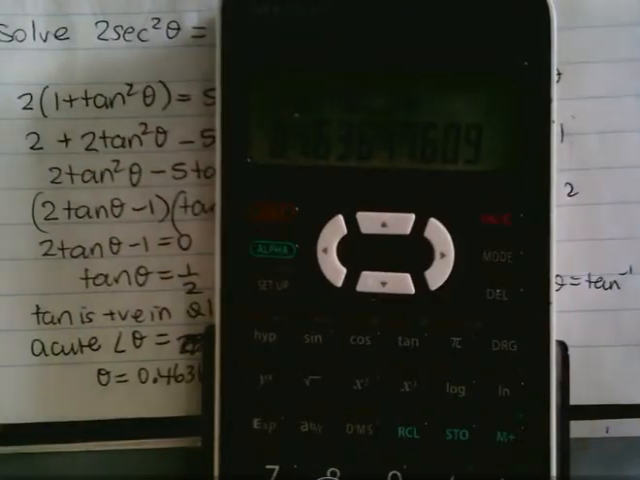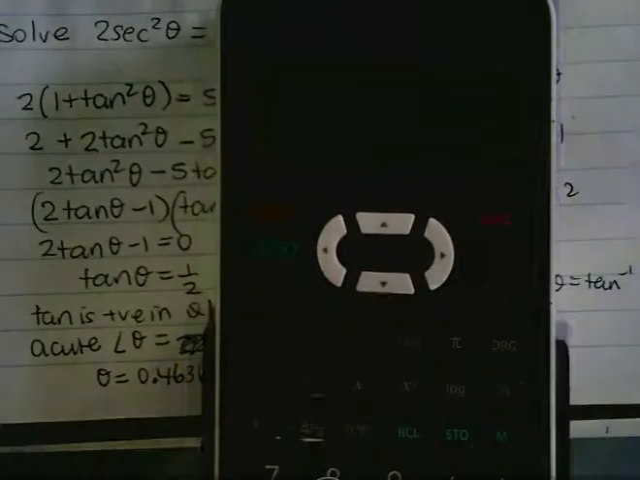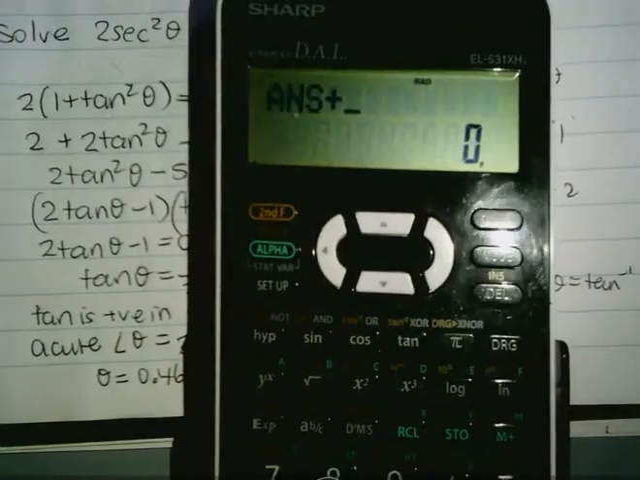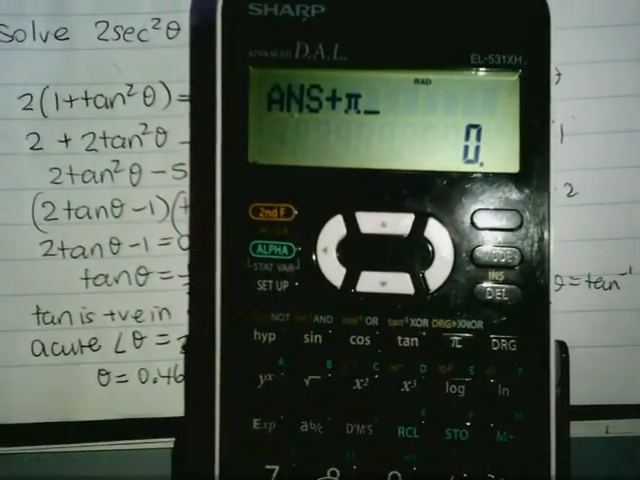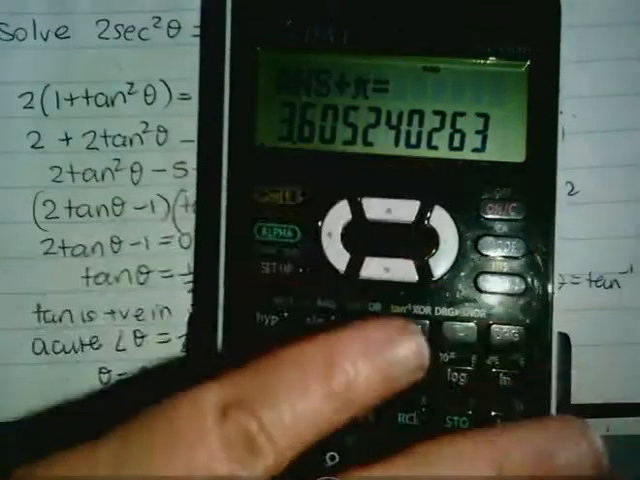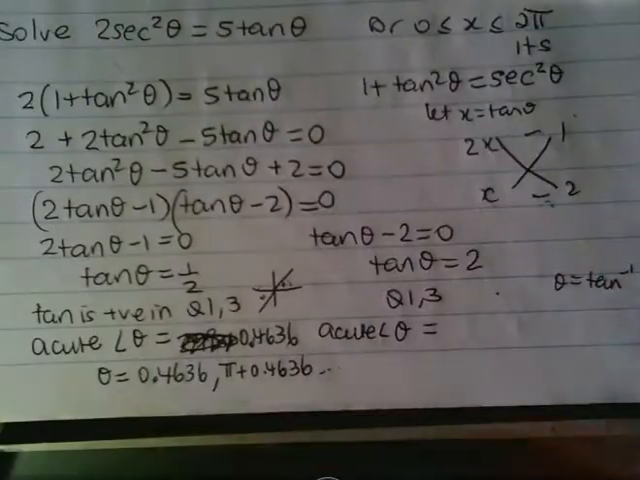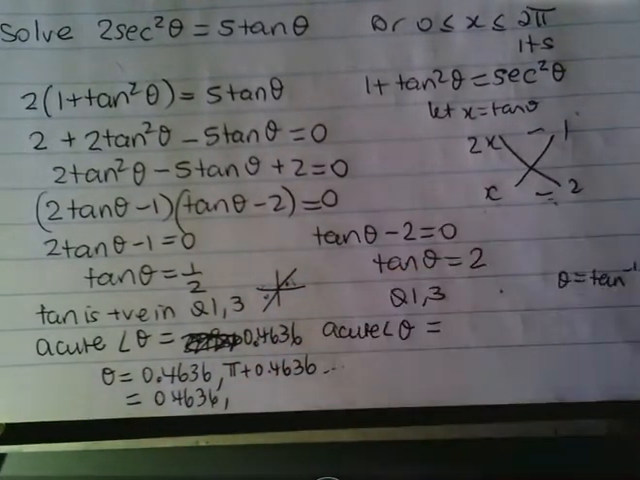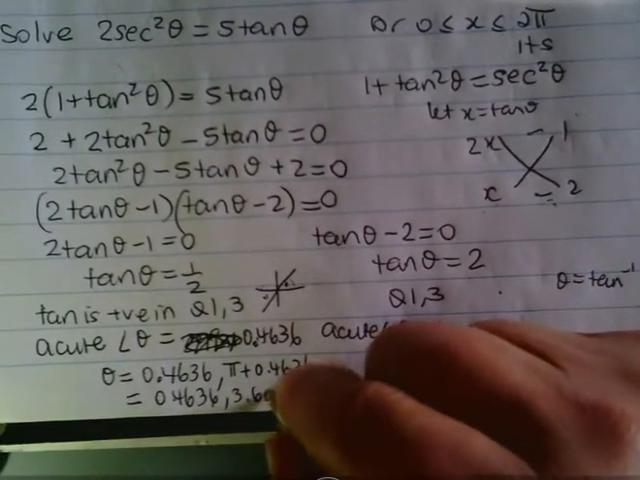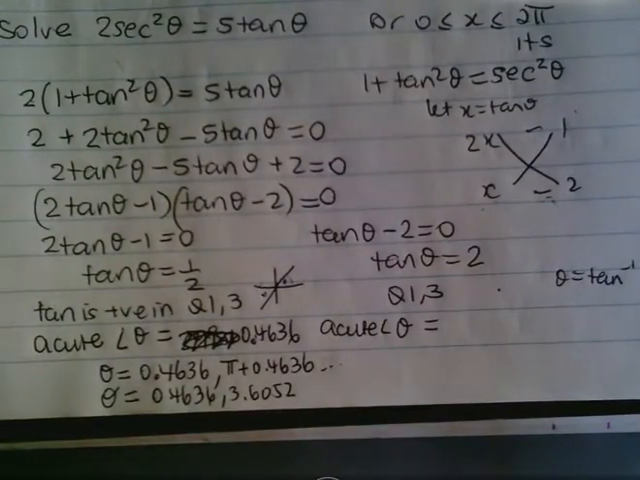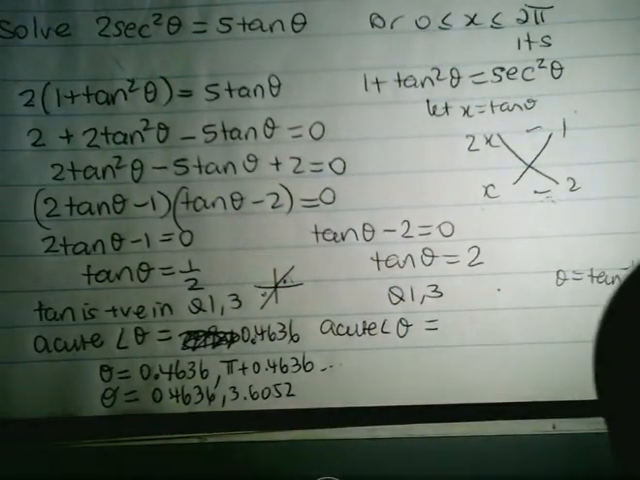So what I do, I keep this answer here, 0.4636, and I need to add pi to it. So there it is, add pi, because it's pi plus that answer, and I get 3.6052. So my two answers are 0.4636 and 3.6052. And you can just give those answers, for example, to 2 decimal places would be enough.